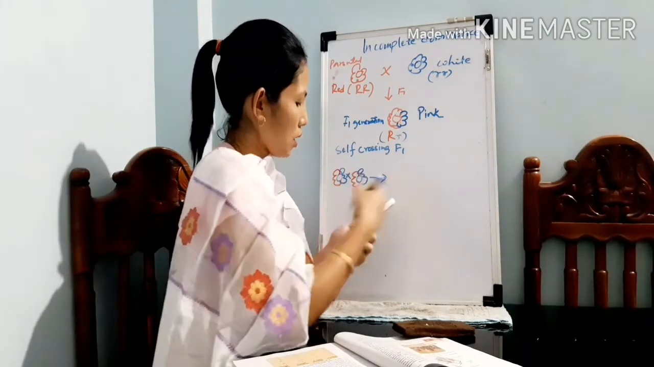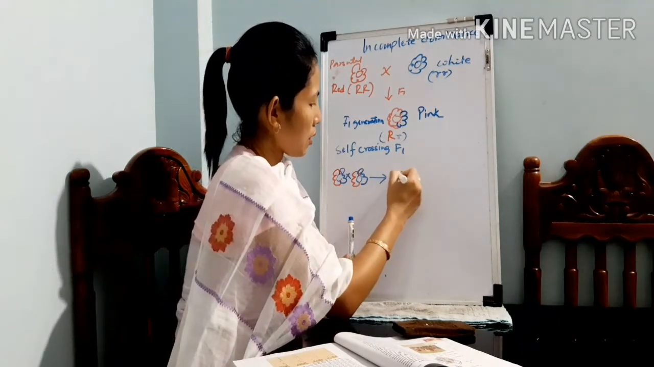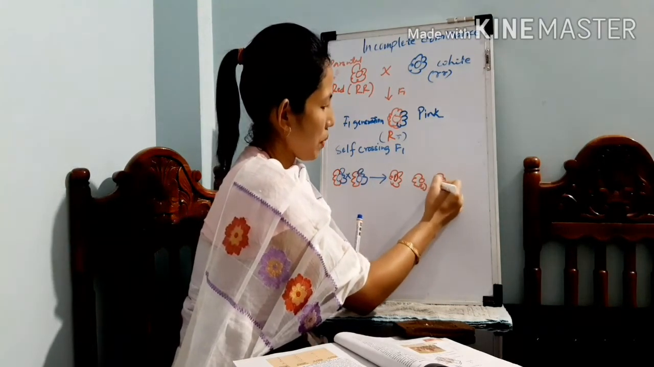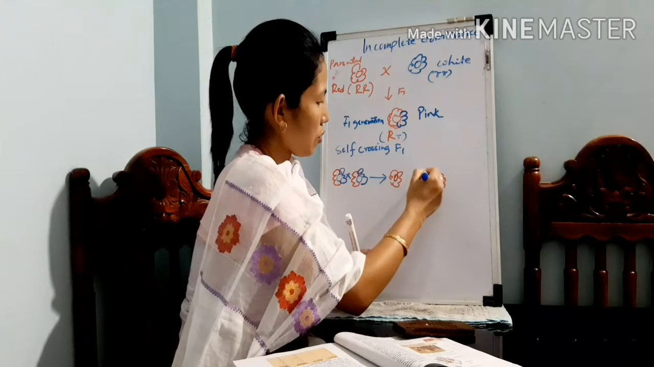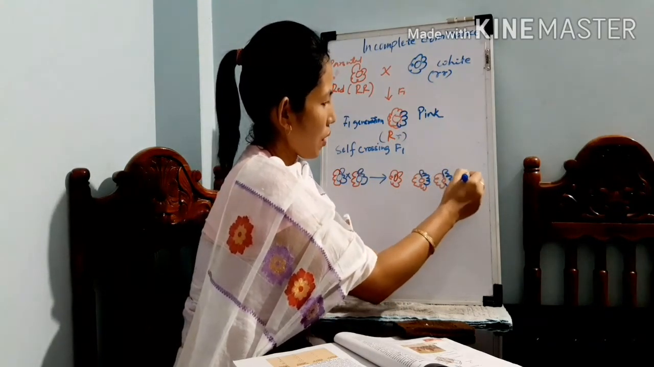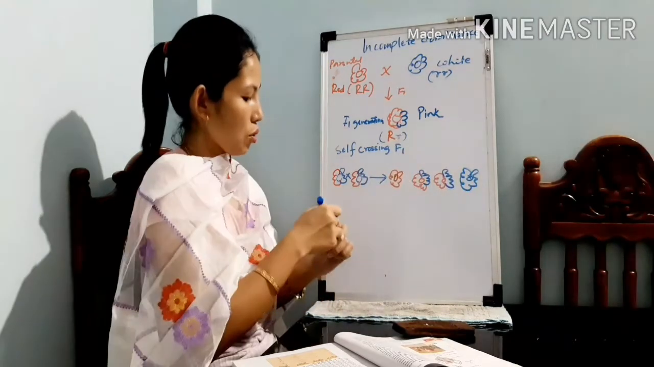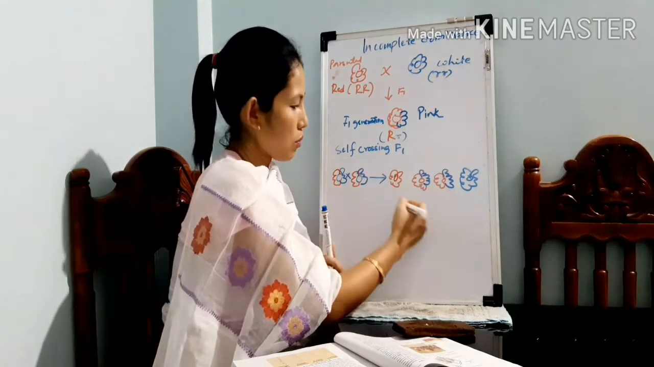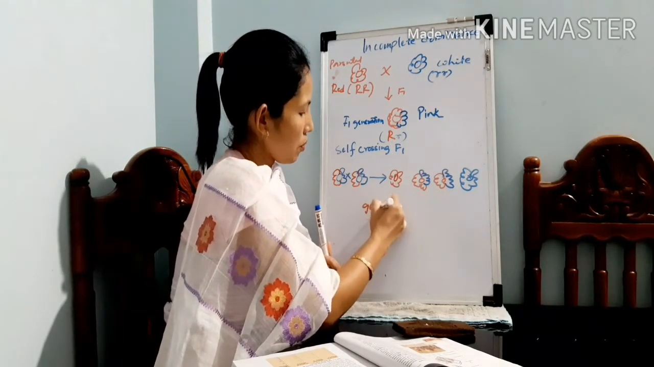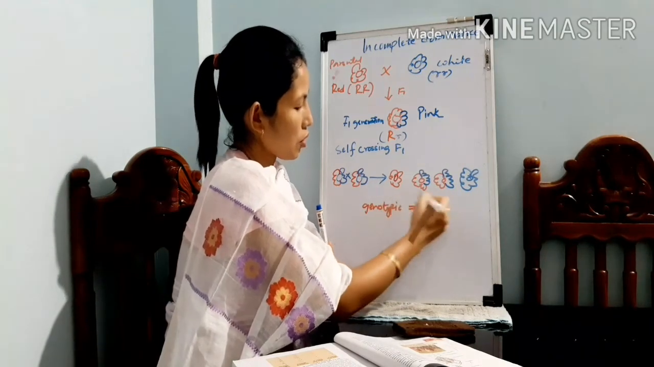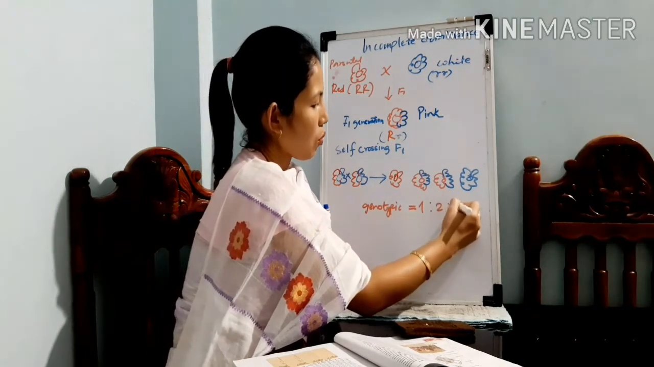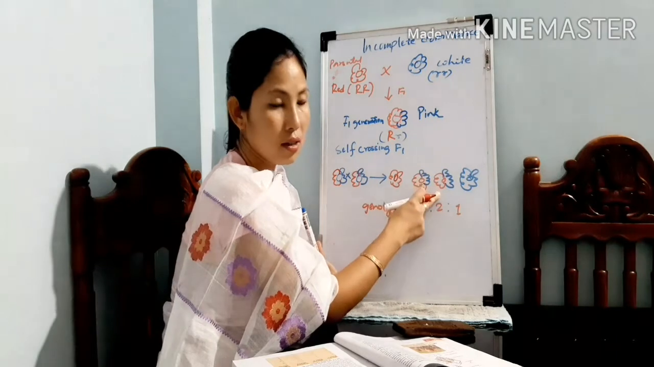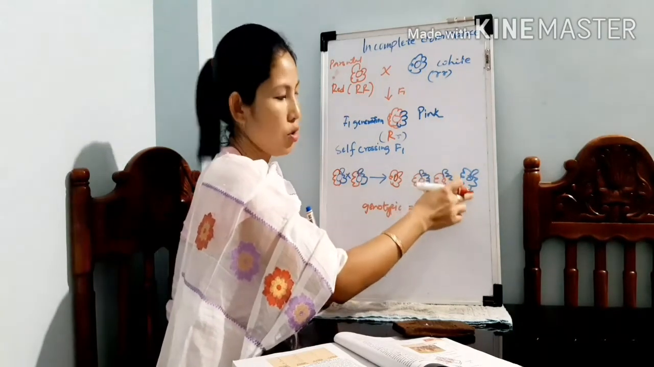That is, one completely red in color, then two pink, right? There are two pink flowers and one completely white. So the phenotypic as well as the genotypic ratio that we obtain is, suppose the genotypic ratio, 1:2:1. That is, one homozygous red, two heterozygous pink, then one homozygous white.